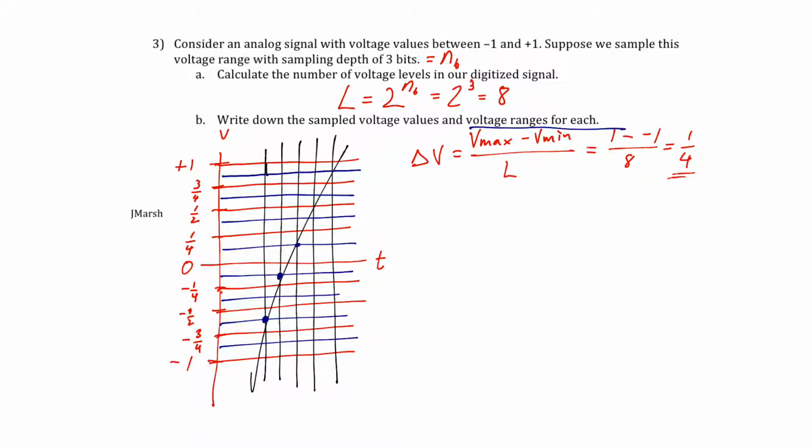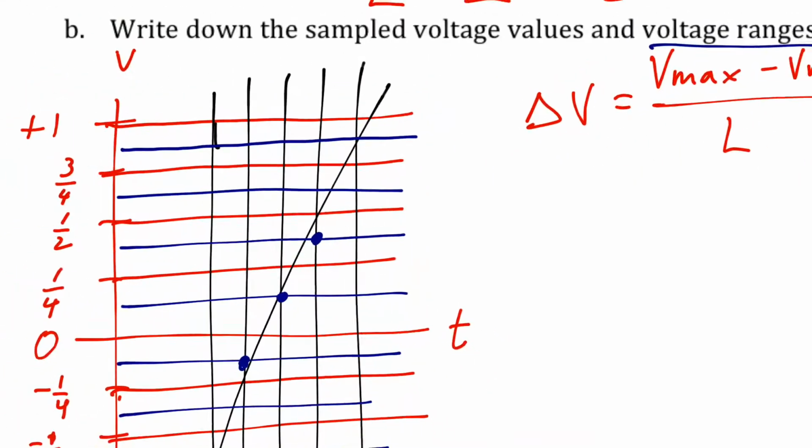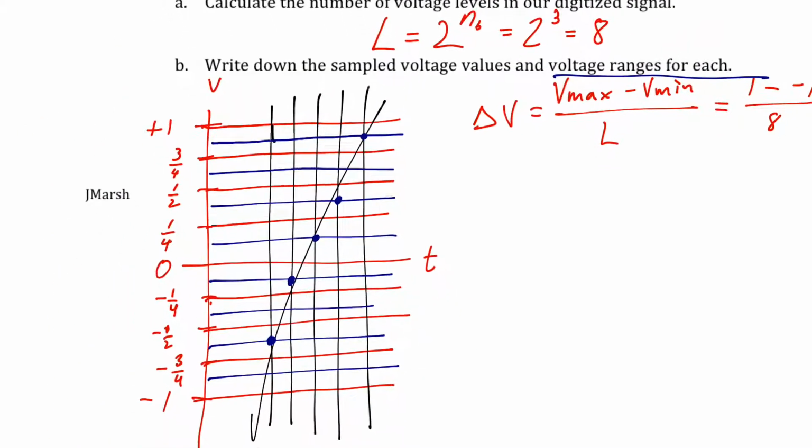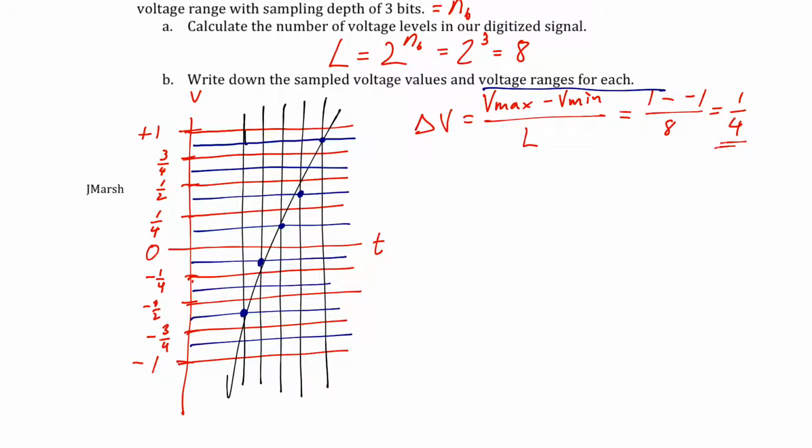The next one rounds to this value. The next one rounds, let's say it's between the lower 2. It's almost right on the line, I guess it's a little bit below the line. And finally, this one rounds right here. So that's what this means. And these blue values then are the sampled voltage values.